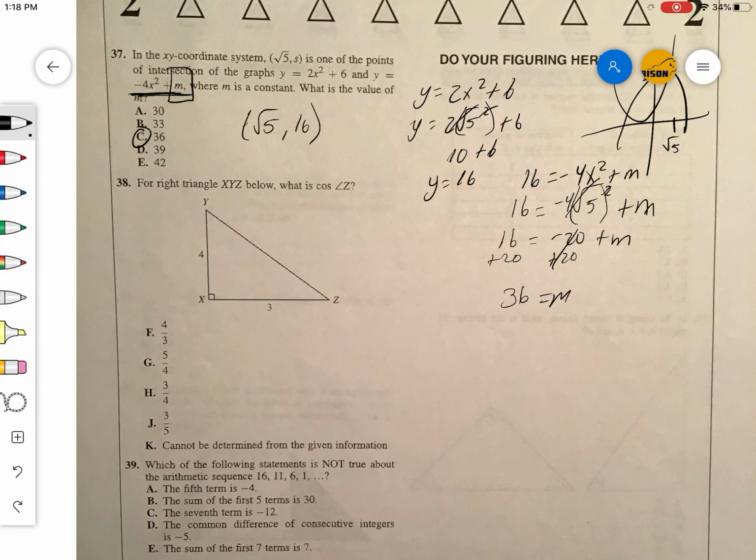38. We need to find the cosine of z. Here's our angle. Let's write out that H looks like an A. I'm going to fix it.